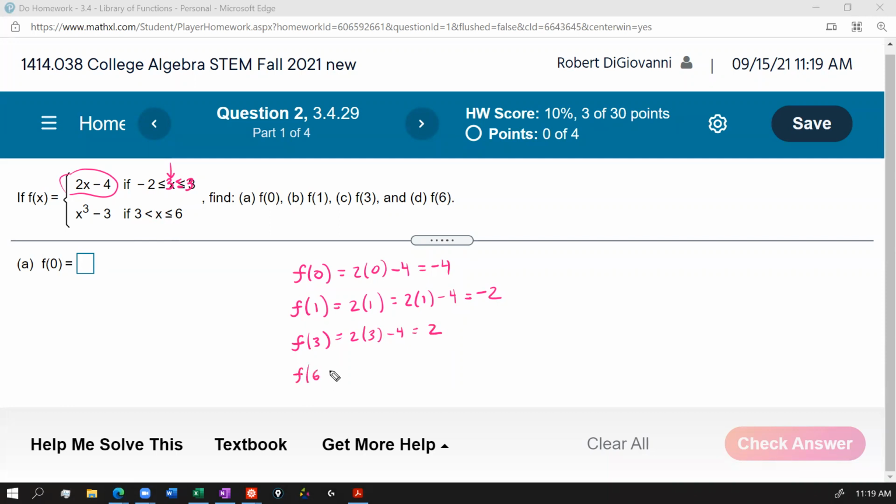And then finally, f of 6. Now finally, 6 is in here. 6 is less than or equal to 6. So I'm going to plug in 6 cubed, take away 3. And I don't even know what 6 cubed is. It's 36 times 6, 216, I believe. Yeah, 216. So 216, take away 3, it's 213.